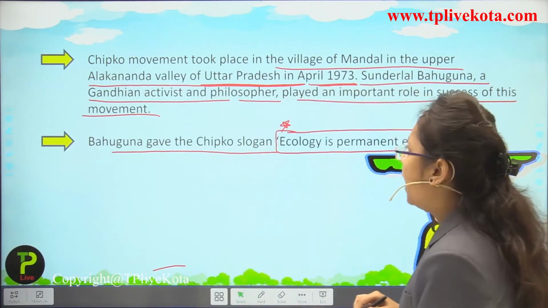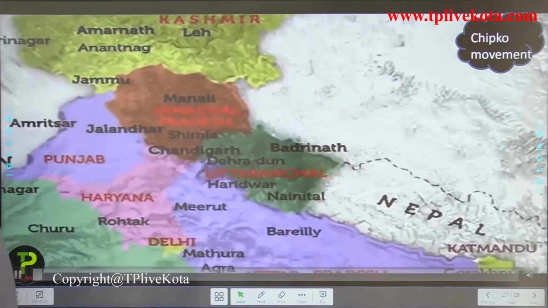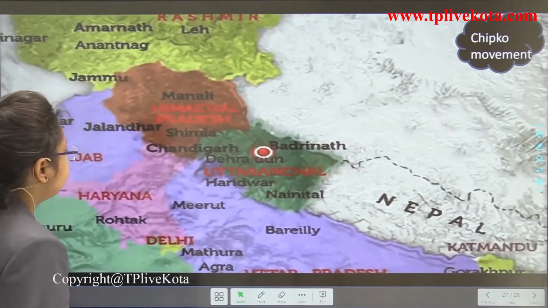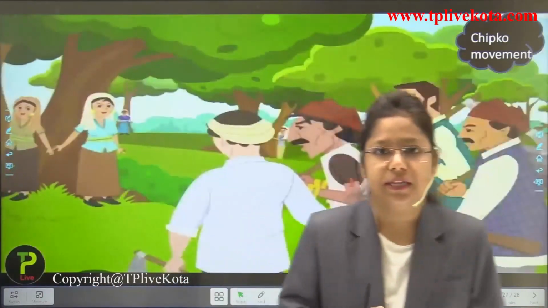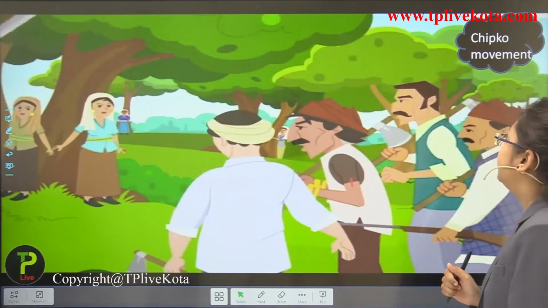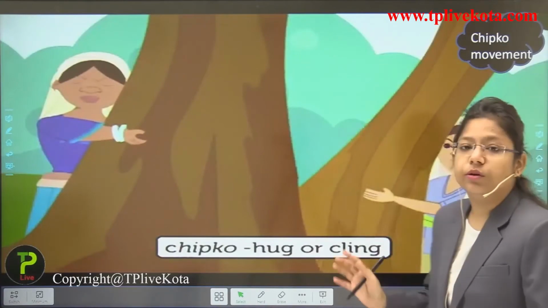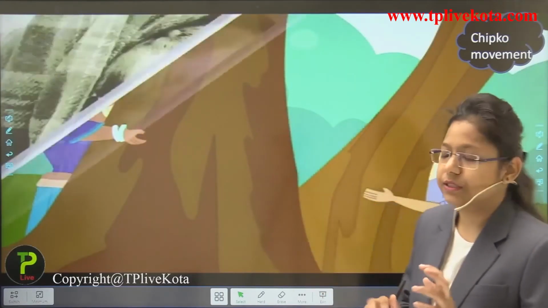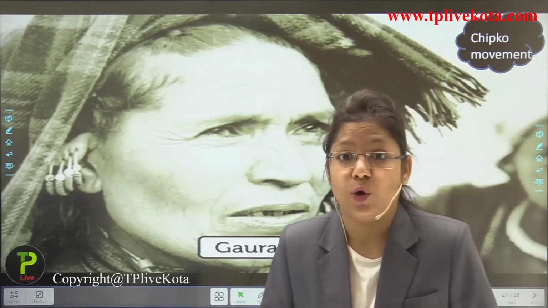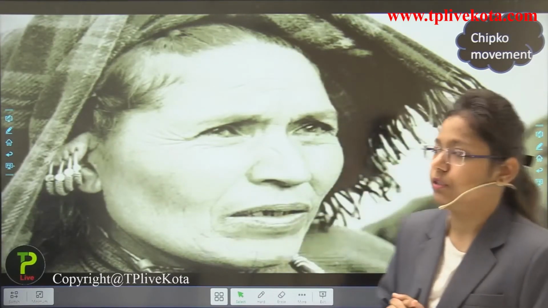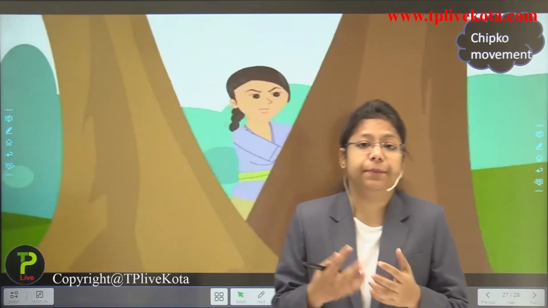Okay, now this is all about the Chipko movement. So let us start to look. First is the movement which occurred in Uttaranchal. Now, how did it occur? First thing is that Chipko means to hug or to cling, as you have understood the meaning of this. Now, Gaura Devi was responsible firstly for the Chipko movement. She actually started this movement. Okay, now you will see what happened during that time.